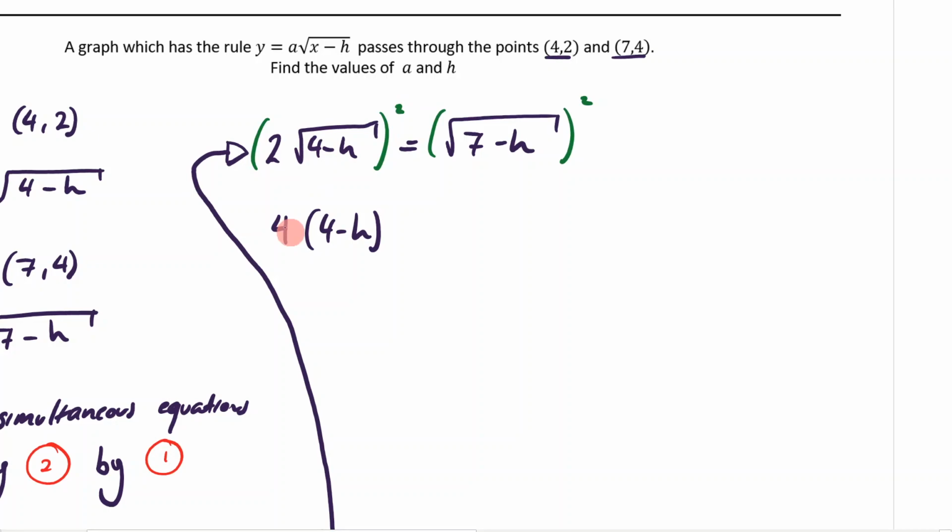But you've got to make sure you square this out the front. And then over here, I'm just going to be left with 7 minus h. Then the next thing I can do is I can just distribute in here. So I expand that out. That's going to be 16 minus 4h is equal to 7 minus h.